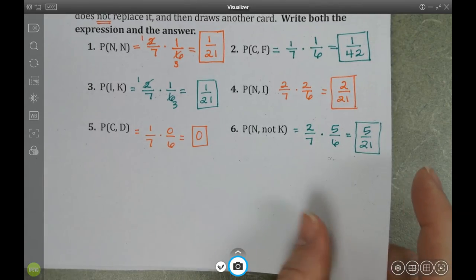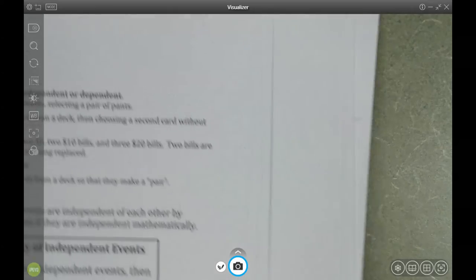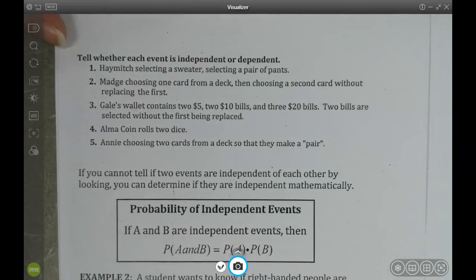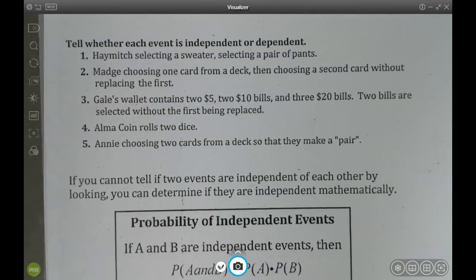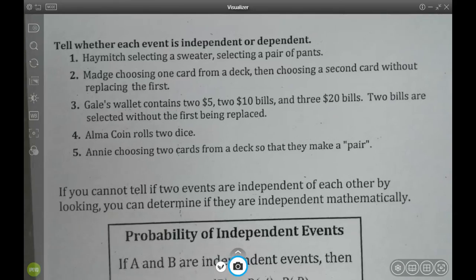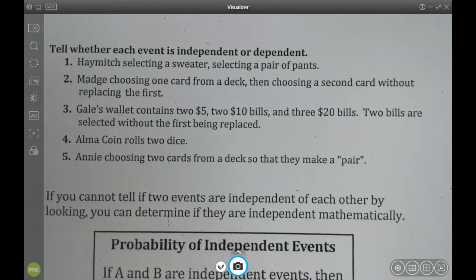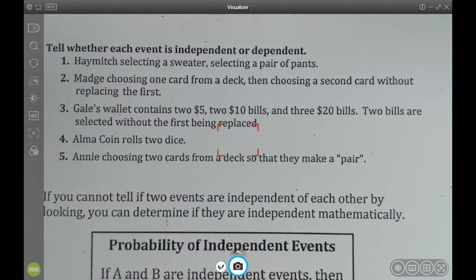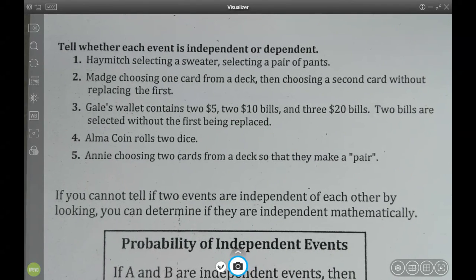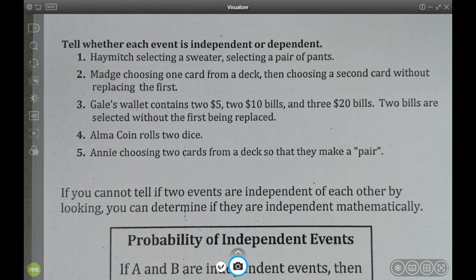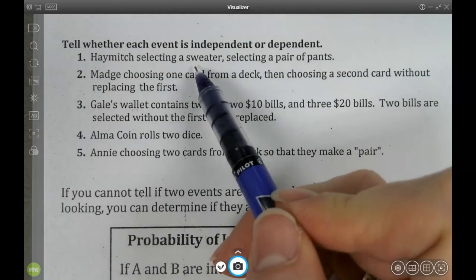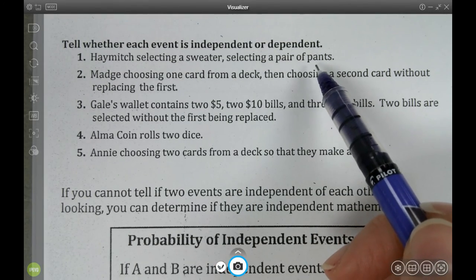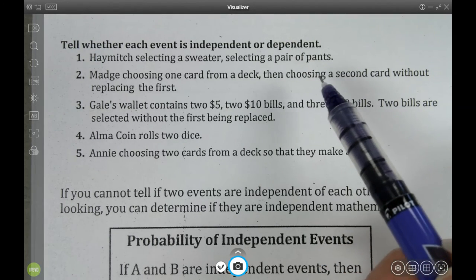Star Wars Day. Yep. All right, the last thing we're gonna do requires a little bit of common sense. Okay? We're gonna tell whether each event is independent or dependent. Don't overthink them. Okay, so the first one, Haymitch is selecting a sweater and then selecting a pair of pants. Does the choice of sweater really matter to the choice of pants? Okay, we're not overthinking it.